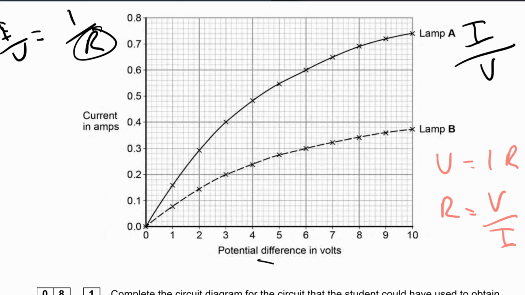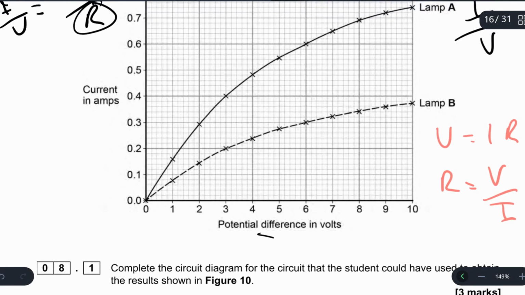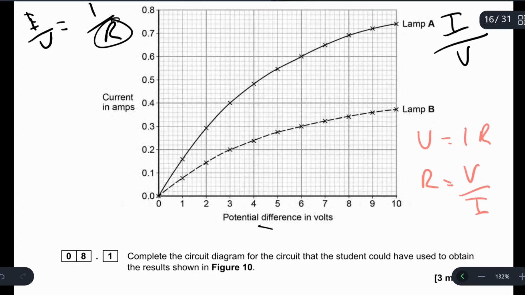And for lamp A, instead, up to about 2 volts, you've got a straight line. So you can get a ruler and look at exactly what it is. And if you do that, you can see that it actually is about 2 volts here. It's a bit difficult to see on this one, but you can see a slight curve over here.